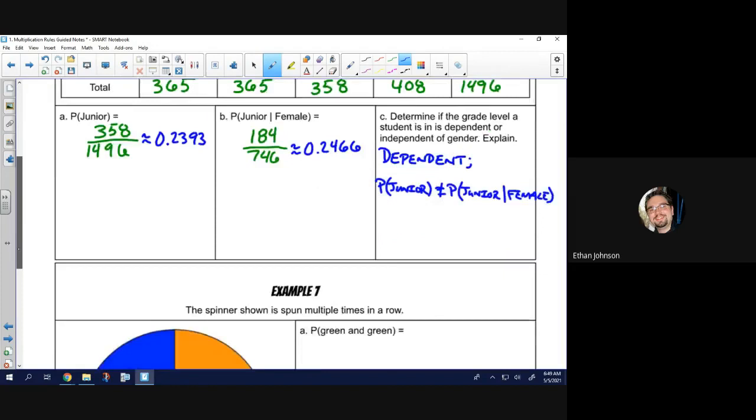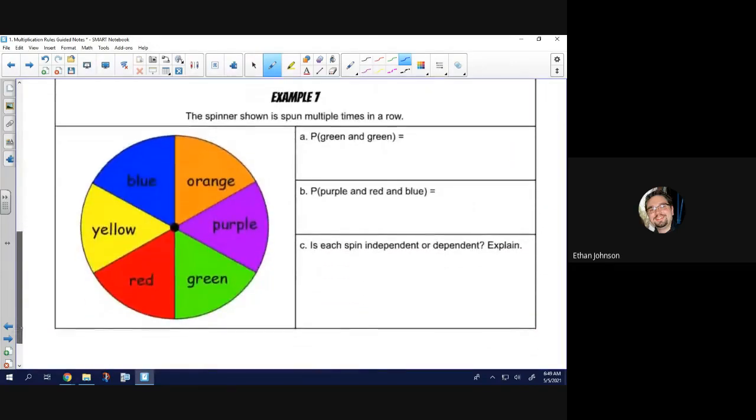And last example, example 7. The spinner is spun multiple times, and we have this particular spinner. So probability of green and a green. Well, there is one green section out of the 6. Times green, well, there's still one green section out of 6. Equals 1 out of 36.